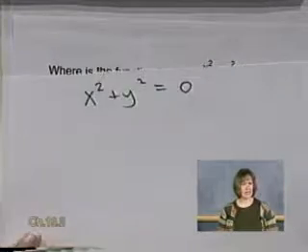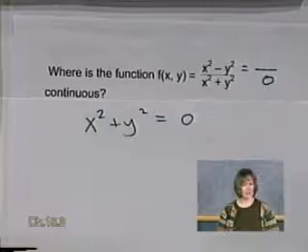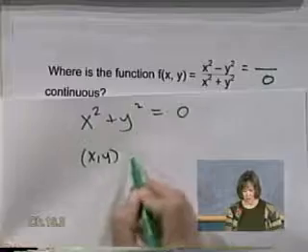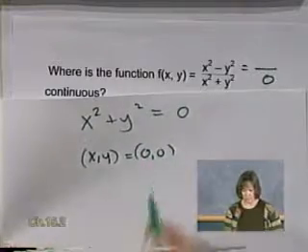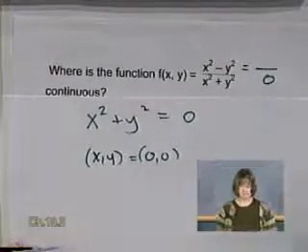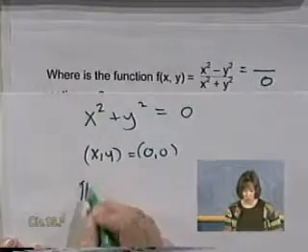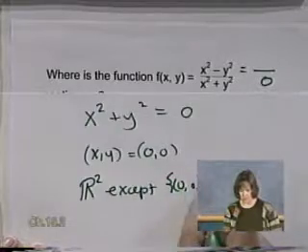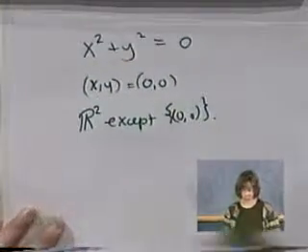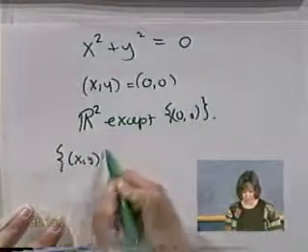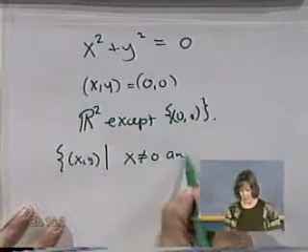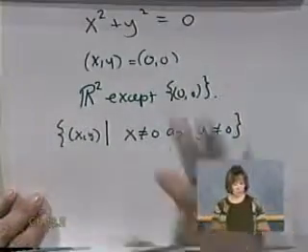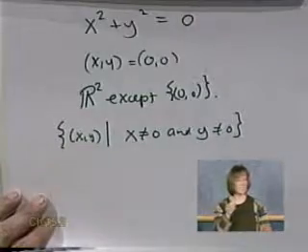How can you have x² + y² equal to 0? The only way that can happen is for (x, y) to be the identical point (0, 0). So your domain is all reals except the point (0, 0). You could write it as the set of all (x, y) such that x does not equal 0 and y does not equal 0. That's fine also. So the domain for that particular function is all reals except a little hole right at the origin.